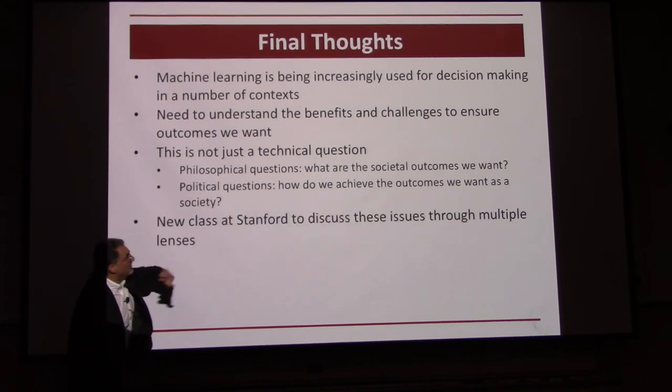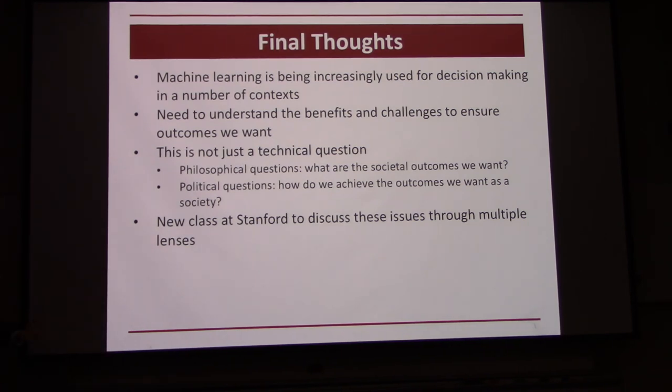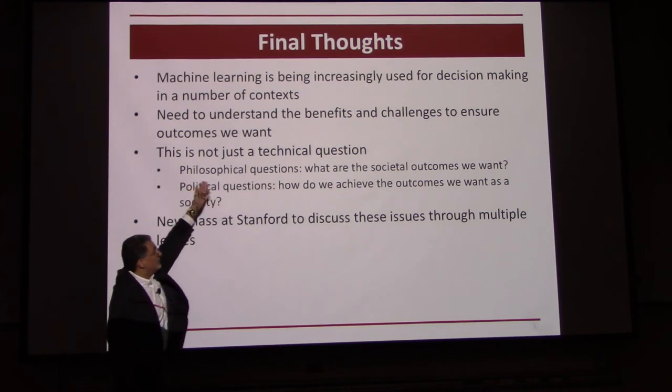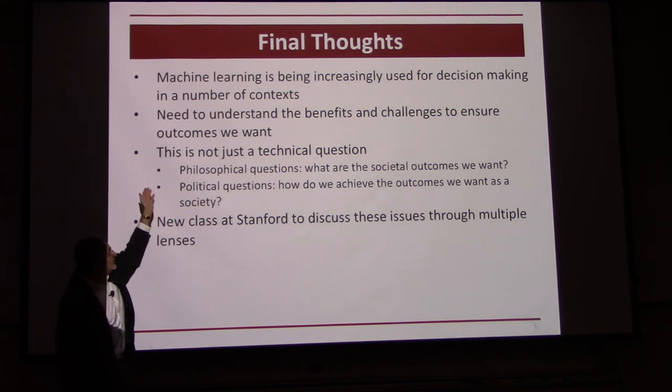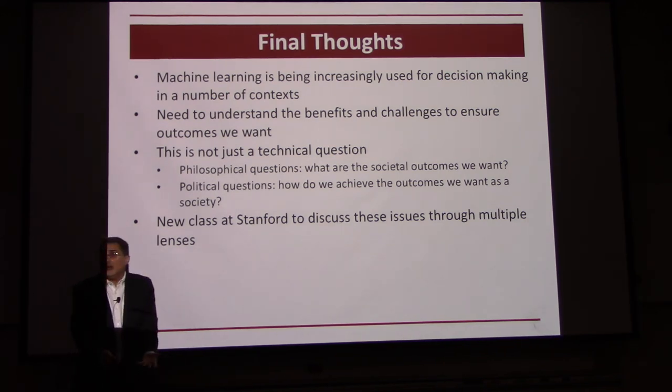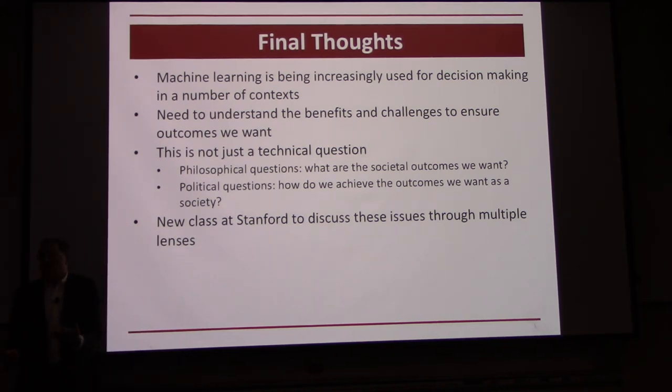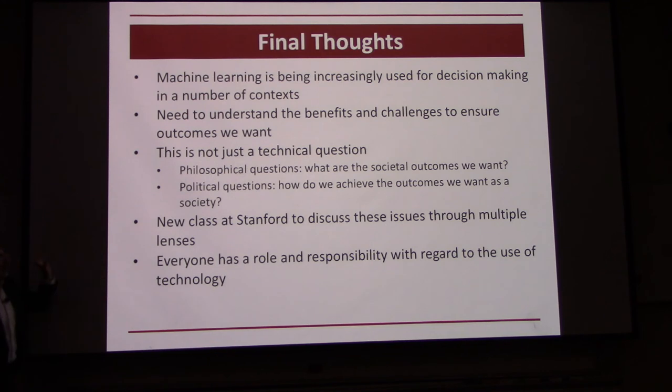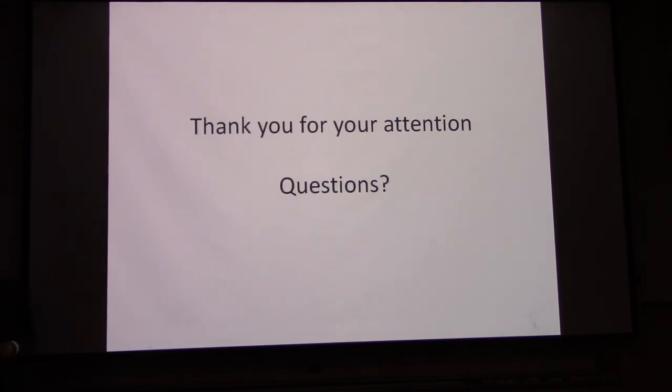Okay? And part of the reason why I mentioned this is having this privilege of teaching this new class at Stanford with two folks, Rob Reich, who's a political philosopher, and Jeremy Weinstein, who's a public policy expert, and I'm the token technology guy, where we talk about all these issues through these different lenses. What's the technology? What's the outcome we want? How do we try to get society to achieve it? Okay? And really the bottom line is everyone has a role and responsibility with regard to this new technology because it will impact your life. It already has. So thanks very much for your attention.